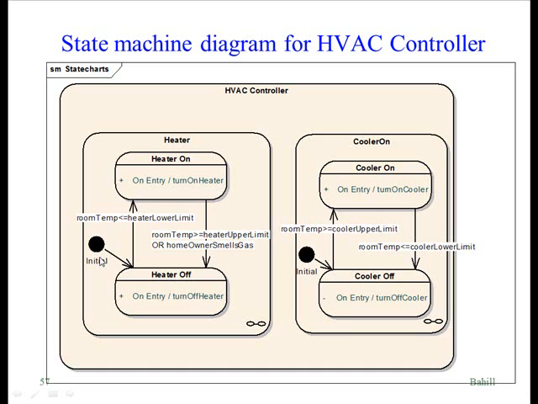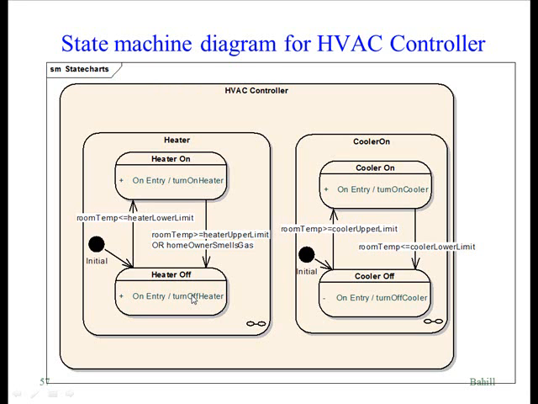So the black dot indicates the system is not working or the system is not turned on. Then when you turn on the entire system, in this case the HVAC system is turned on, then what's going to happen to the heater? Initially the heater is going to go in the off state. Same thing here, initialization takes you to the off state. So whenever you initialize the system, it is showing that these components are going to start in this off state.